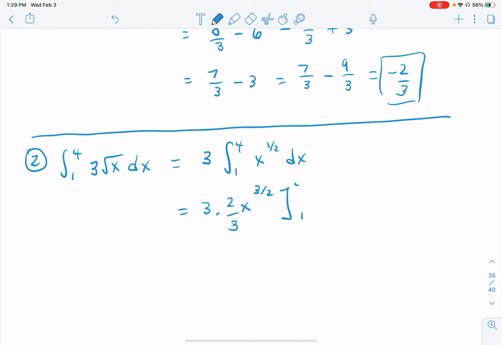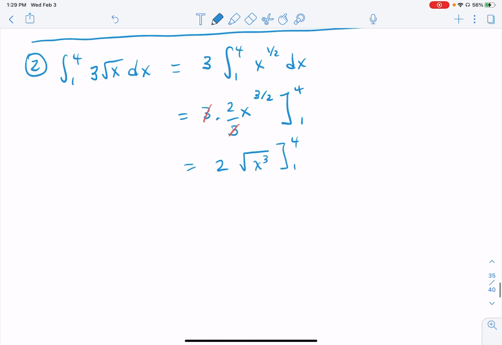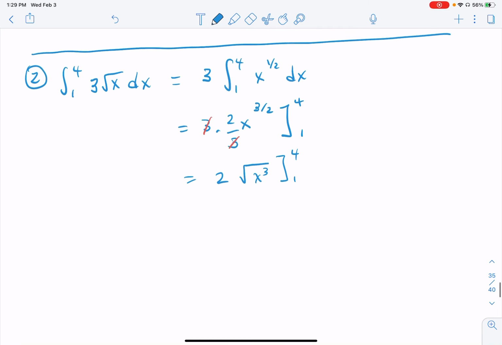Evaluated from 1 to 4. Okay, and then this 3 and this 3, those things are just going to cancel. Yep. Nice. And I just basically get 2 times, let's see, the square root of x cubed, and we're going to evaluate that from 1 to 4. All right, now as far as this goes, if you have to do this by hand, I'm going to suggest taking the square root first to make your number smaller, and then you can cube it up. So we've got 2 times the square root of 4, and then we can cube that, minus 2 times the square root of 1, which we will cube.